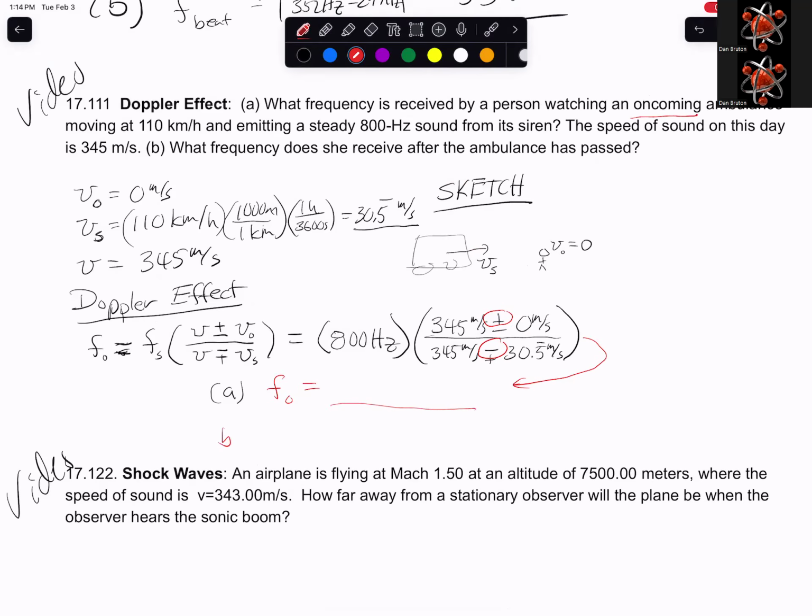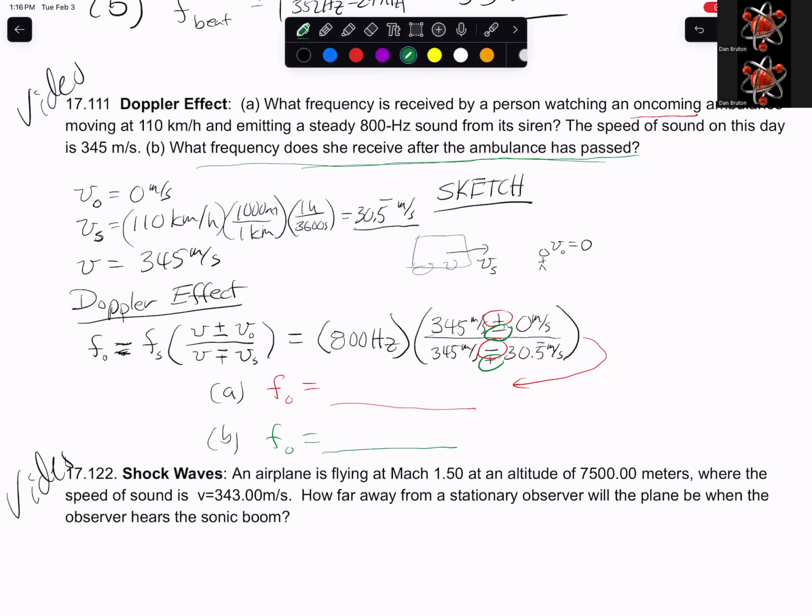And then over here for part B, let's do the green for this one. These objects are moving away from each other because you can see that right here, it says after it passes. So I'll try to use green for that one. And that's the observed frequency is equal to the source frequency times those ratios. Let me pause the video and I'll do those calculations.